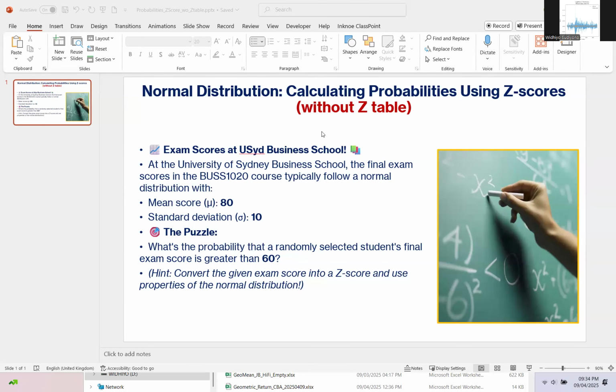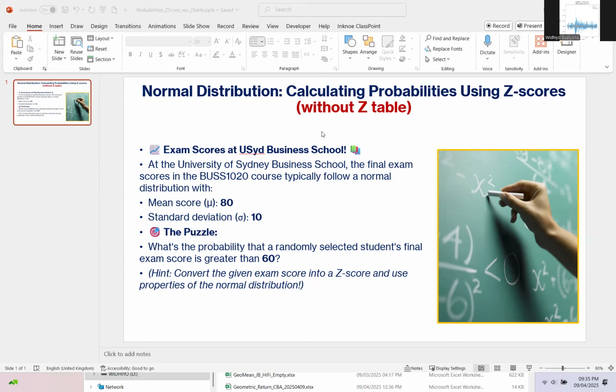Okay, hello everyone. Now we are going to calculate the probabilities using the Z-score, but this time we assume that we don't have the Z table. However, for a particular question, it has a special, rounded Z-score like this question, for example. At UCB school, the final exam scores typically have a mean of 80 with a standard deviation of 10. What is the probability that a randomly selected student's final exam score is greater than 60?